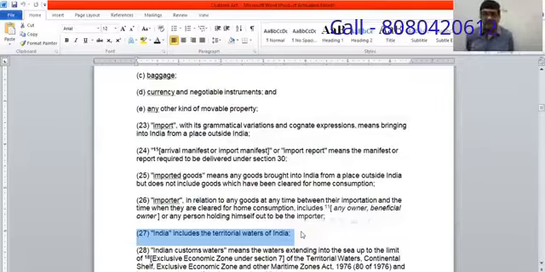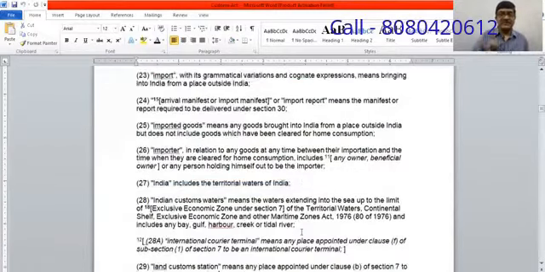Right? So what is territorial waters? There are different purposes for which we are defining. Since we're talking about duty, the act is concerned about the duty. That's why we are talking about India includes the territorial waters. But otherwise, India includes even custom waters also. Indian custom water is given here. So this Indian custom water means a water extending into the sea up to the limit of exclusive economic zone under Section 7 of the Territorial Waters and so and so Act. So up to what limit is that?